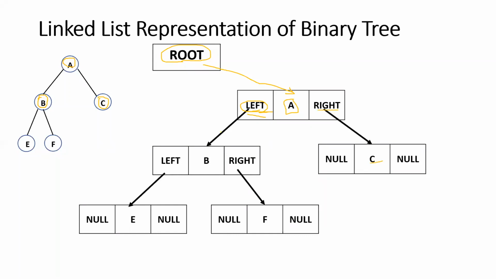Understood? Now, what are the child nodes of C? We can see that it doesn't have any left child or right child. So, as we don't have any address to be stored for the left child and right child, we store null. There is no left and right child, so there is no point in storing an address, right? We can just give null.